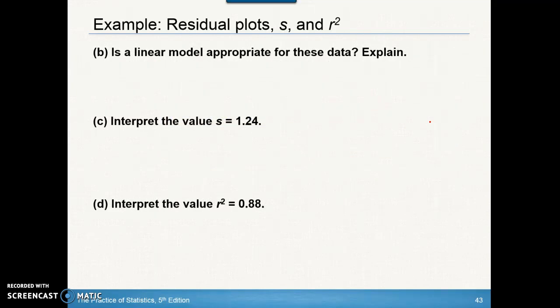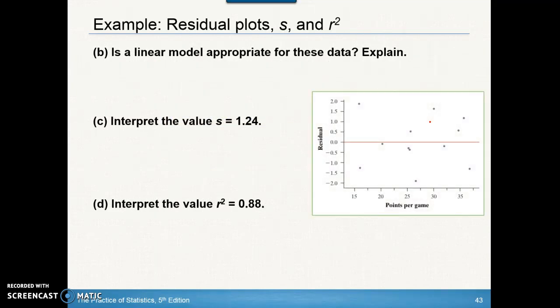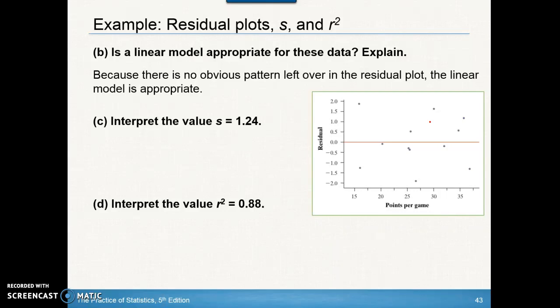Now, is a linear model appropriate for this data? So you need to make sure that you show two things. One, the graph, and two, the residual plot. Since there's no obvious pattern in the residual plot, the linear model is appropriate, and we already said that it looks like the scatter plot forms a line.